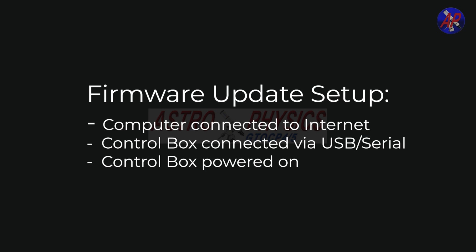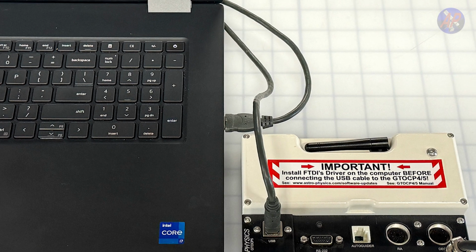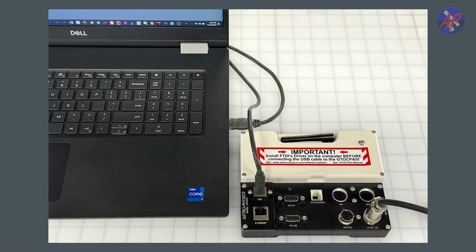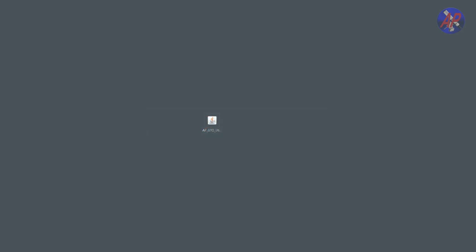Once you have downloaded and installed the AP GTO Utilities, here are the steps. First, make sure your computer is connected to the internet. We will be using the auto update feature. Also, make sure your control box is connected to your computer via USB or serial, and it's powered on. Here's an example where the control box is removed from the mount and placed next to the computer, ready for the firmware update. Now launch the AP GTO Utilities app.